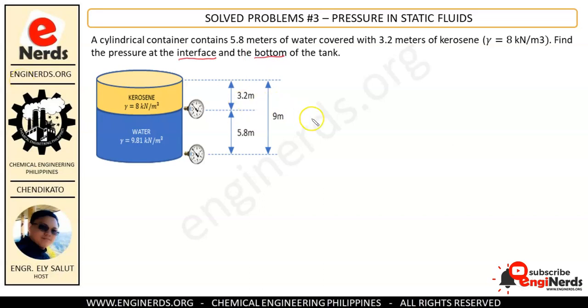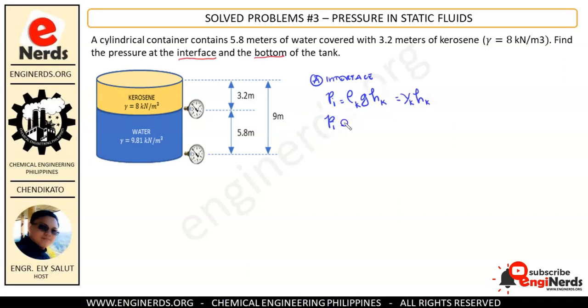Okay, so unahin natin yung pagkuha ng pressure sa interface. So in here sa ating interface, the only fluid above it is the kerosene. Therefore, we can apply our formula. The pressure in the interface is equal to the density of the kerosene times the acceleration due to gravity and the height of the kerosene, which is also equal to the specific weight of the kerosene times the height of the kerosene.